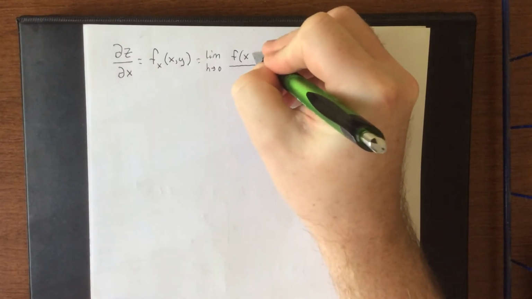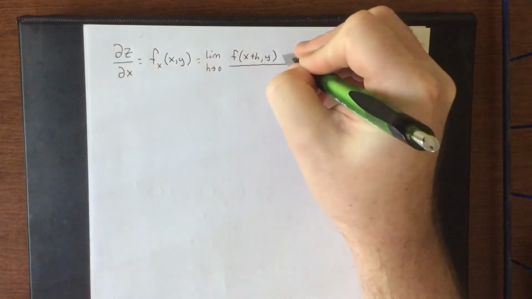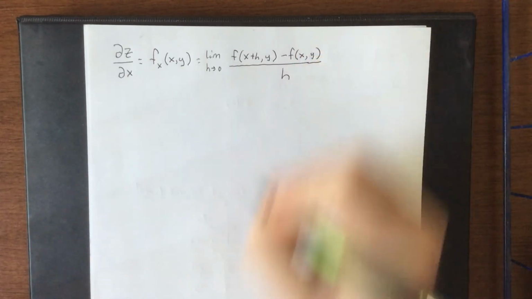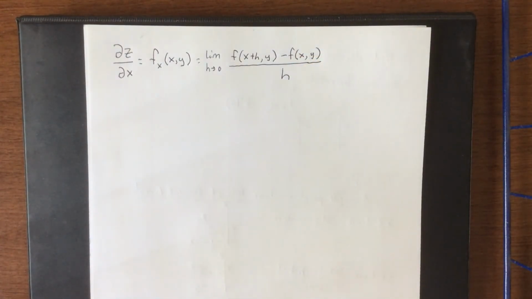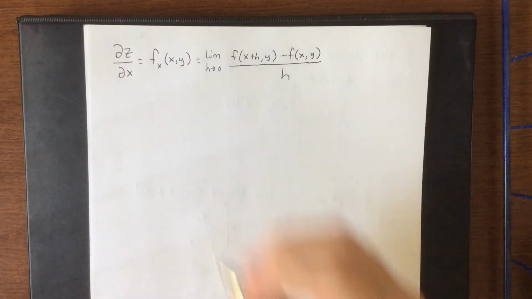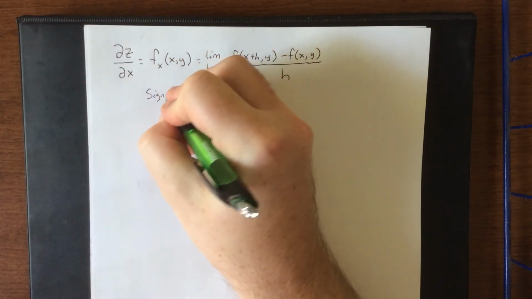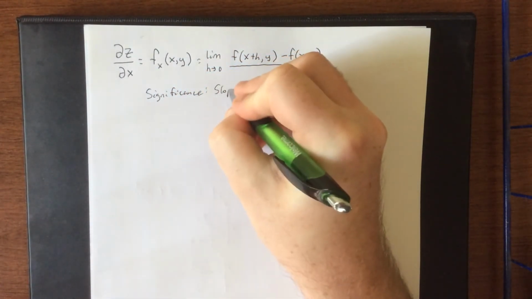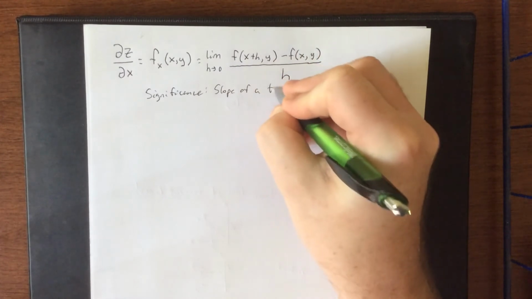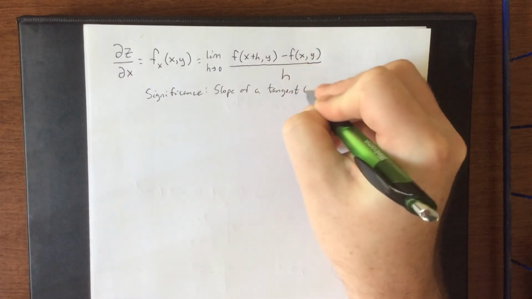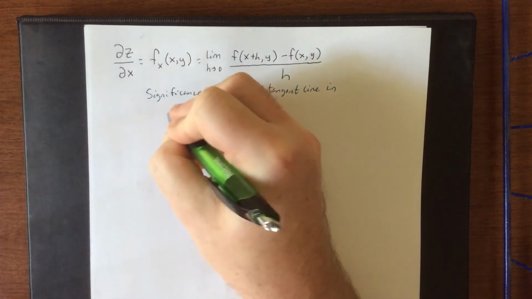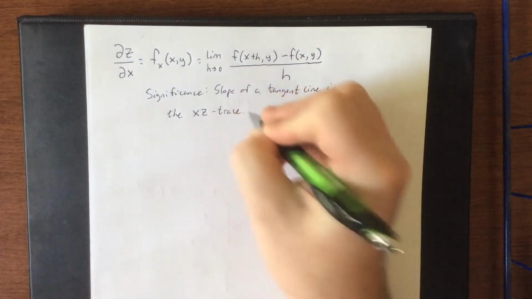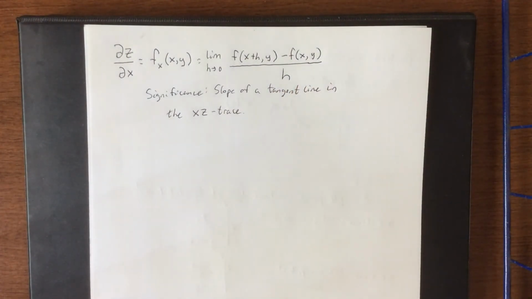So in the difference quotient, we're going to see an f of x plus h minus f of x. However, because y is still a variable here, we will still need to see it as part of the function. So the significance of this is that this would represent the slope of a tangent line in the xz trace. Now that would of course be after you actually plug in a value.